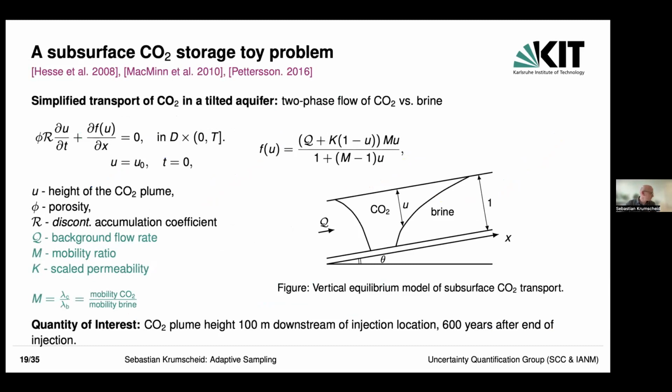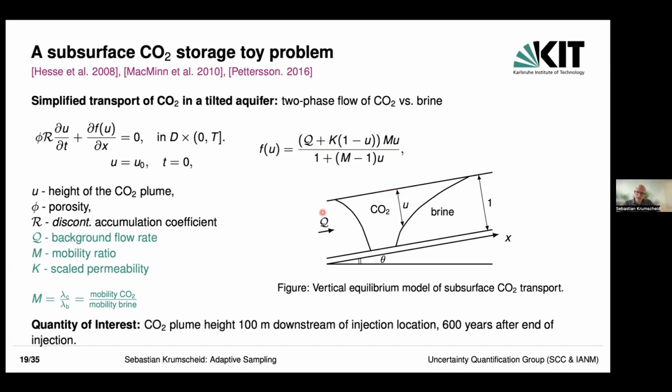of course we also looked into some other problems. This is, for example, one of the simplified CO2 storage problems, which is a two-phase flow. I will be quite short because I want to talk about the second part as well. But what's important here is that it's a simple, almost conservation law, but our flux function f in this equation is now random. So we have some random background flow rate, we have a certain random mobility ratio, and we have a certain random permeability.